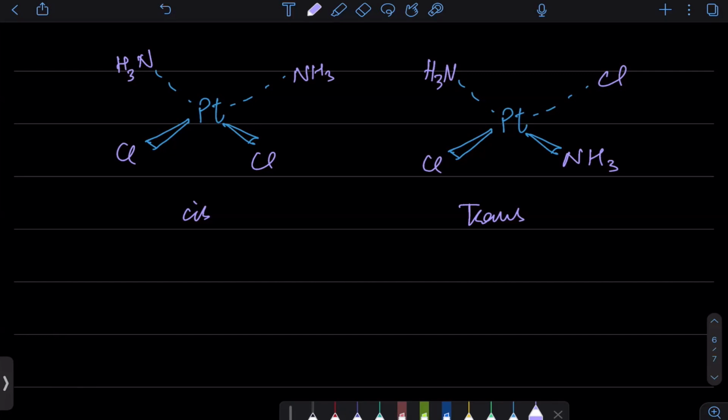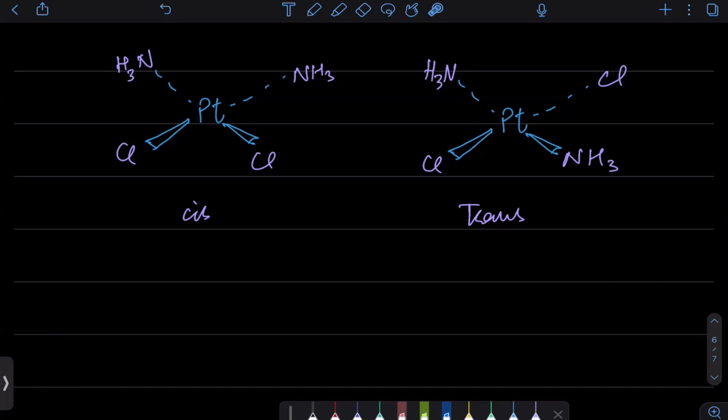What happens is that DNA, whenever cancer is basically a rapid growth of cells, right? So what happens is that one of these chlorides is displaced by water. When I add water to this, ligand exchange happens. And one chloride is displaced by water. And that forms a complex. That complex can bind to guanine, one of the four bases in DNA.